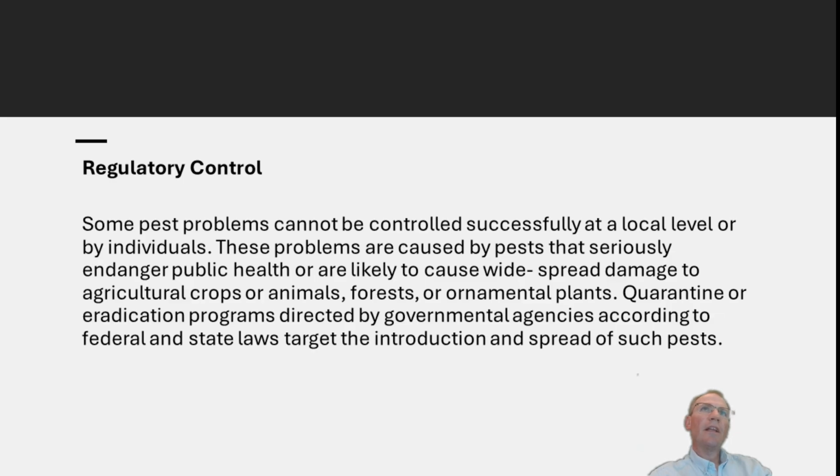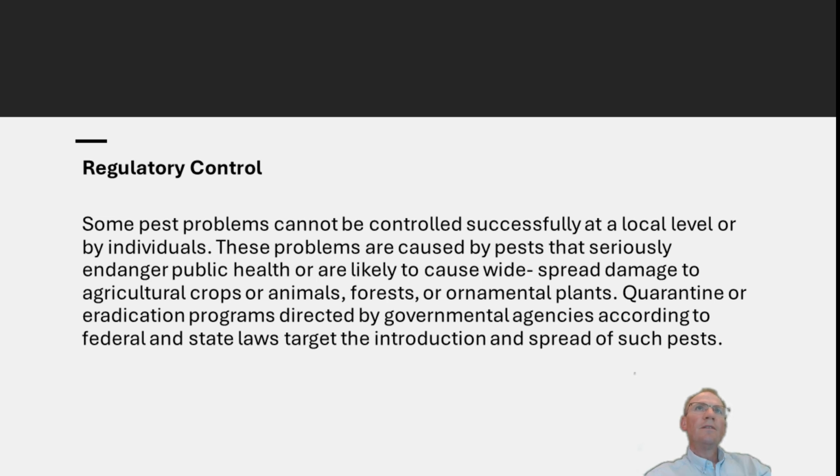Let's take a look at regulatory control. Some pest problems cannot be controlled successfully at a local level or by individuals. These problems are caused by pests that seriously endanger public health or are likely to cause widespread damage to agricultural crops or animals, forest, or ornamental plants. Quarantine or eradication programs directed by governmental agencies, according to federal and state laws, target the introduction and spread of such pests.